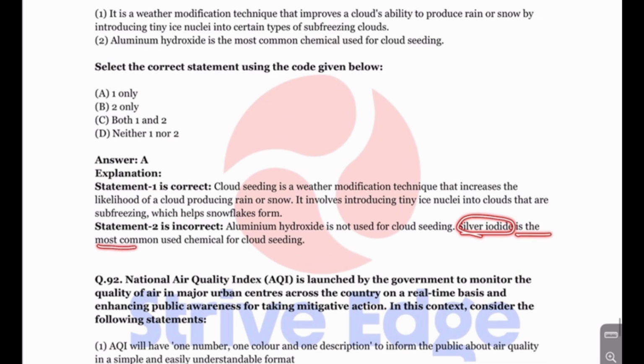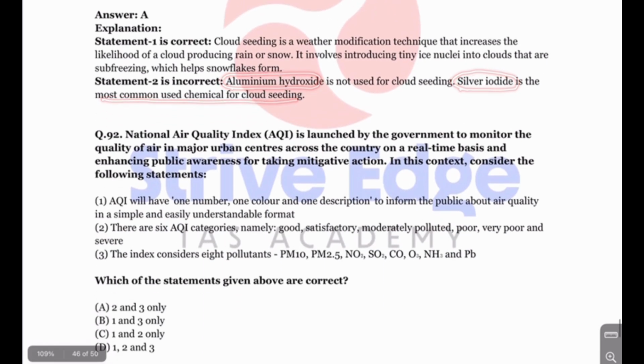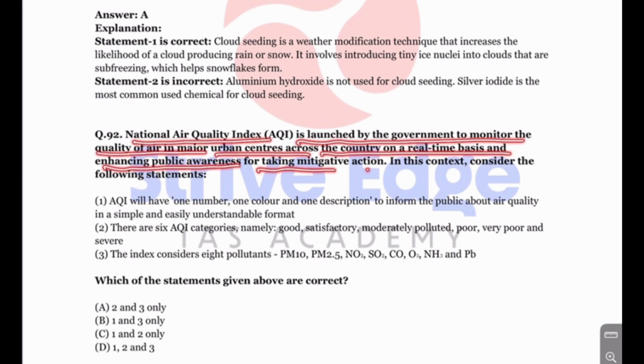So it is not the aluminum hydroxide, rather it is the silver iodide that is used most commonly. Okay. The next is, National Air Quality Index is launched by the government to monitor the quality of air in major urban centers across the country on a real-time basis and enhance public awareness for taking mitigative action. In this context, consider the following statement.